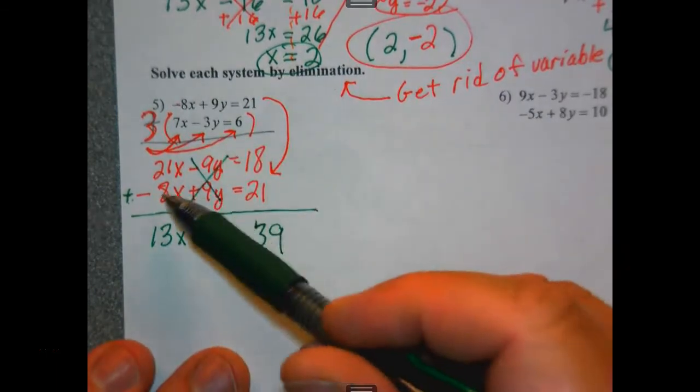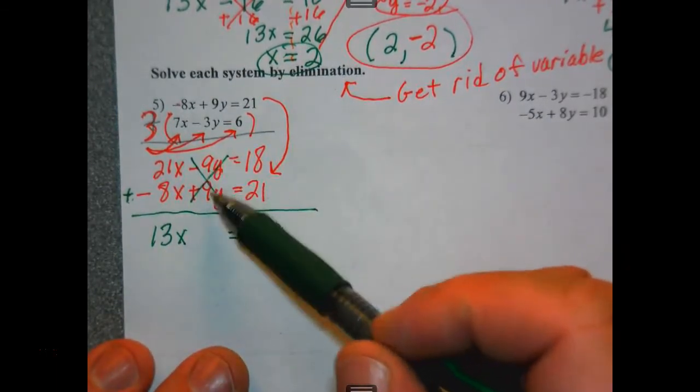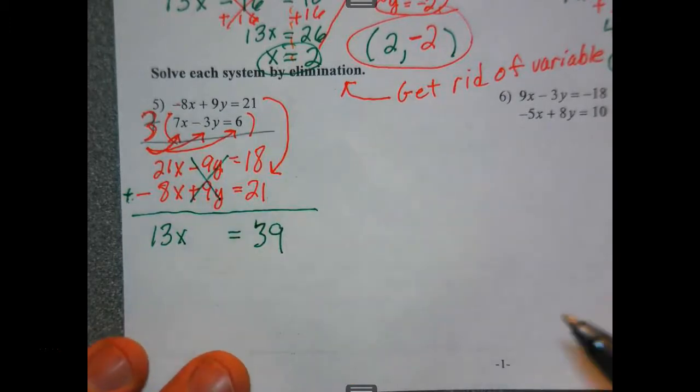Don't you think it would be nice if I could get rid of students that easily? Just multiply them by somebody else.